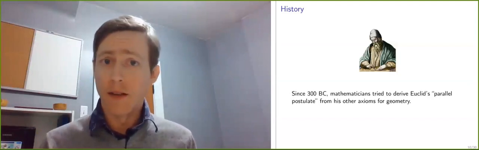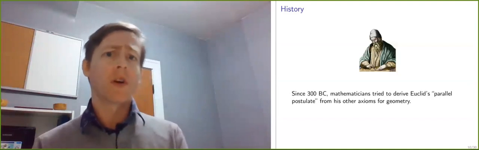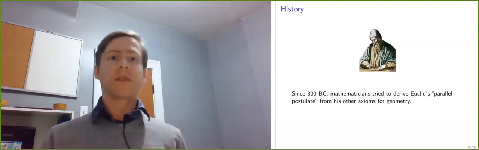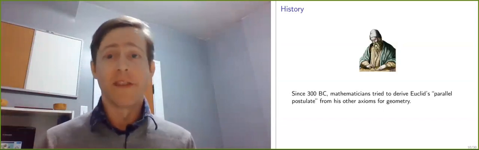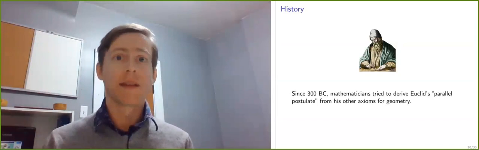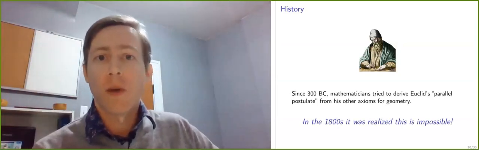It was more complicated than all the others. This bothered some mathematicians. They thought, okay, let's prove this more complicated axiom in terms of the simpler axioms. Natural thing to do. They tried to do it for 2,000 years and failed. Consistently and repeatedly failed. It was eventually realized in the 1800s that it was a wild goose chase.